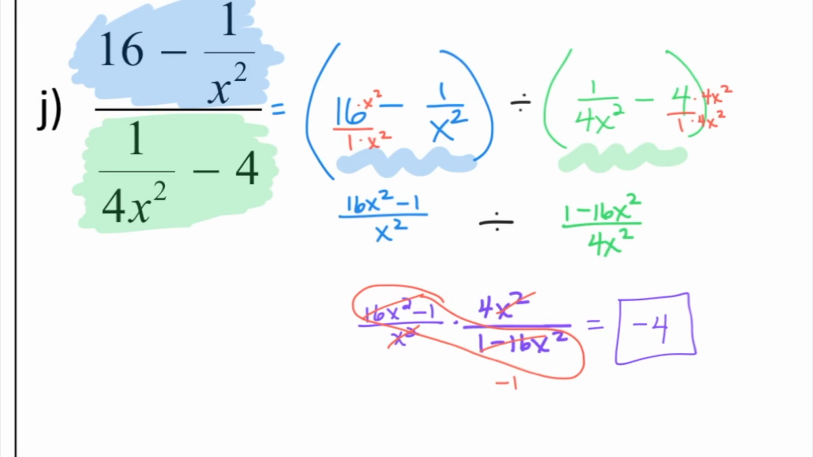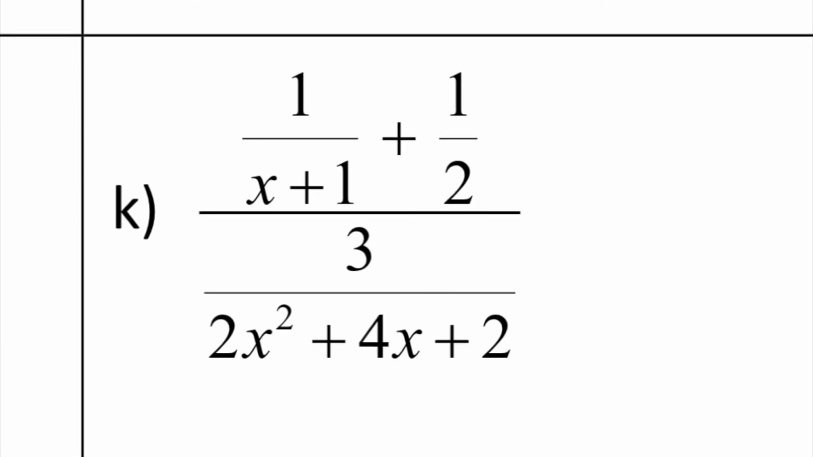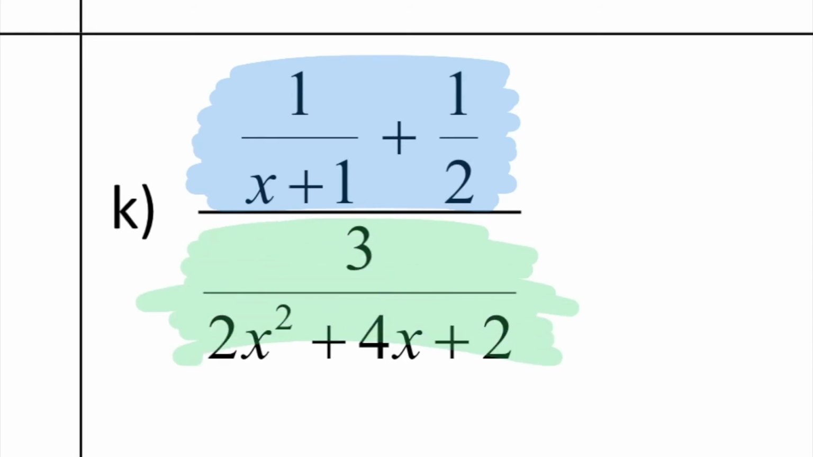And for letter K, again, I'm going to look at this as one big division problem. The numerator, or the thing that is part of the division problem there, is 1 over x plus 1 plus 1/2. And then the big denominator is this big huge fraction, 3 over 2x squared plus 4x plus 2.